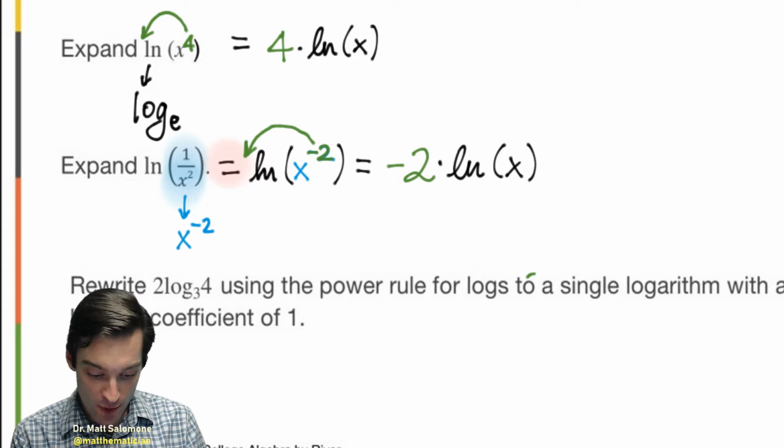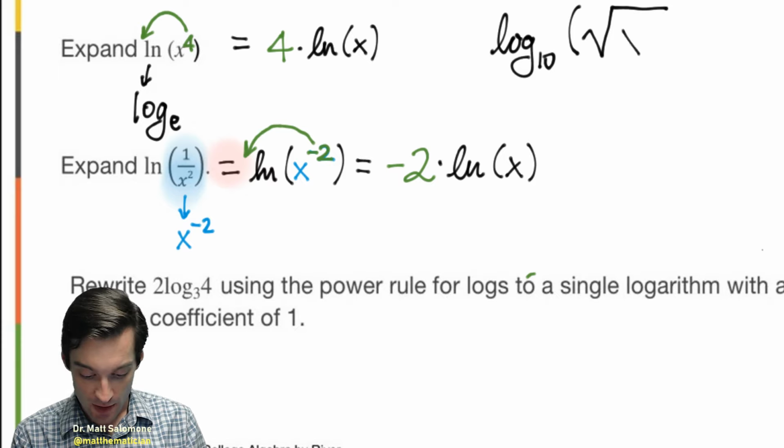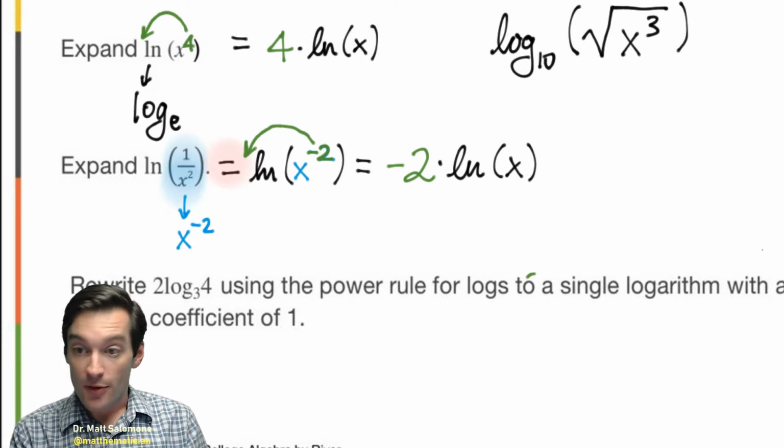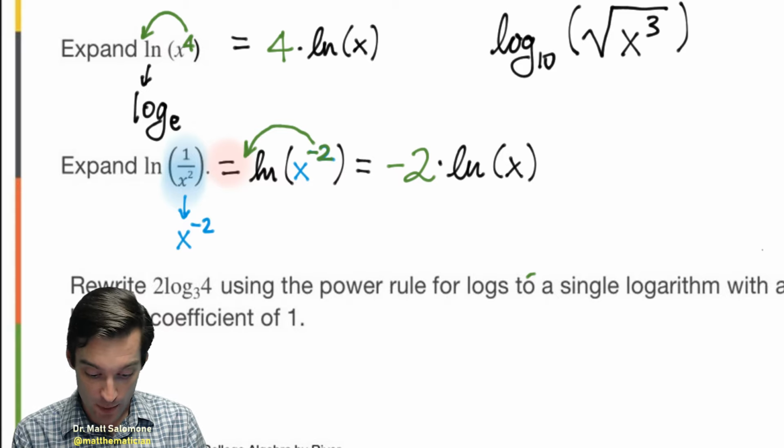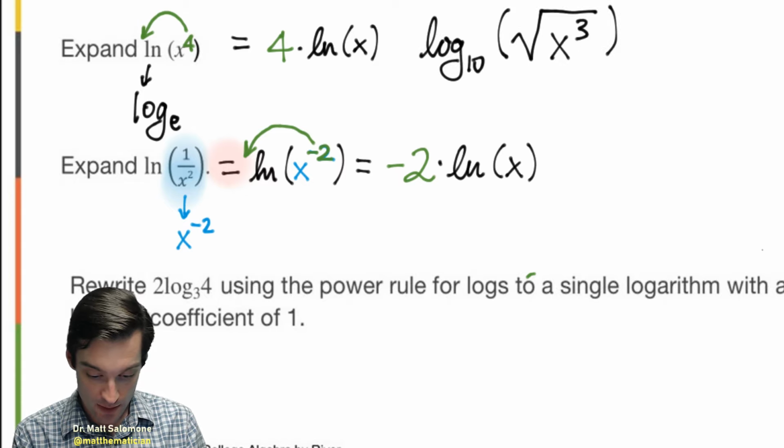I actually want to do one more example before we move off of this. Let's suppose that I had the base 10 log of the square root of x cubed, let's say. This is also something that we can use an algebraic strategy to simplify. Before we do anything with properties of logs, we have to do something with the exponents that we have at play. Let me just section this off from the previous example that we did.